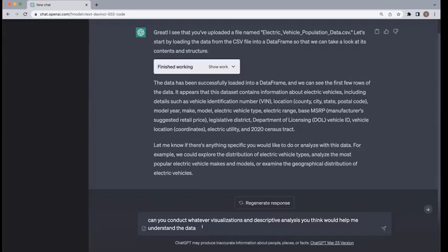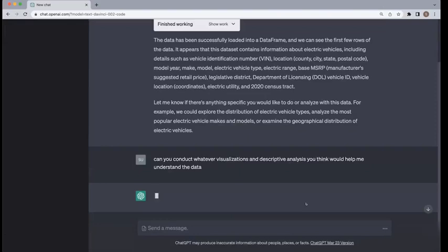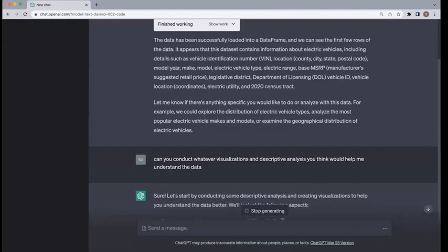But this next question, which I'm putting down in the prompt, so I'll read to everyone, says, can you conduct whatever visualizations and descriptive analysis you think would help me understand the data? Because producer Nick sent us this file. And so now let's see what it does in this next phase here.